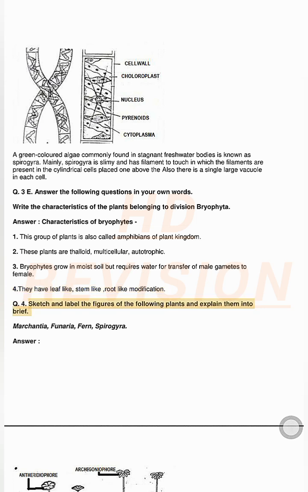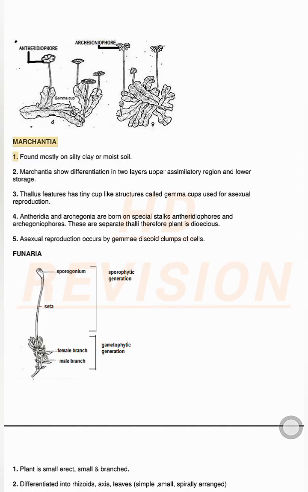Q4. Sketch and label the figures of the following plants and explain them in brief. Marchantia, Funaria, fern, Spirogyra. Answer. Marchantia. 1. Found mostly on silty clay or moist soil. 2. Marchantia shows differentiation into 2 layers: upper assimilatory region and lower storage region. 3. Thallus features tiny cup-like structures called gemma cups used for asexual reproduction.